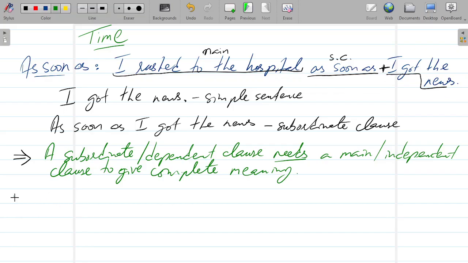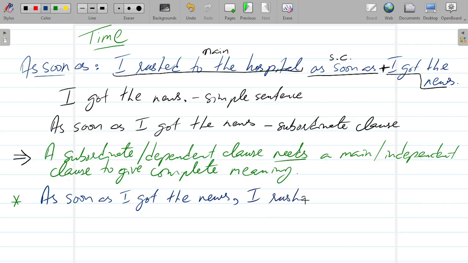The other is, as soon as I got the news, I rushed to the hospital. With many of the subordinating conjunctions, I can write the sentence both ways. In terms of its complete meaning, it's the same, right?